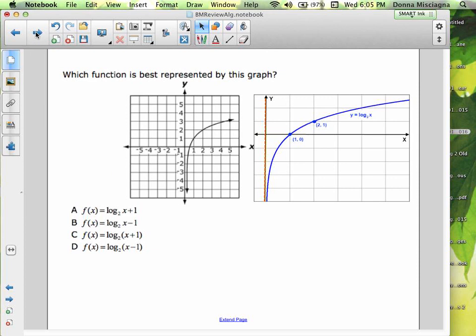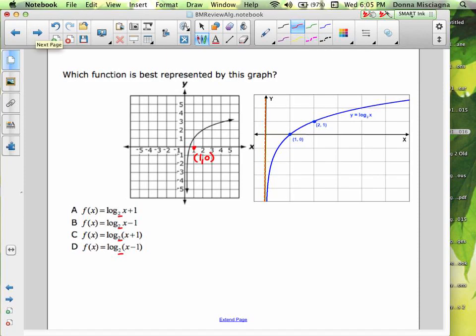All right, so which function is best represented by this graph? This is a log graph. It's got that characteristic log shape where it's growing a little faster in the x than it is in the y. And the graph has definitely been shifted. We know because we're supposed to go through the point (1, 0), and we don't. The base isn't an issue for us figuring that out, because we can see it's all base 2.